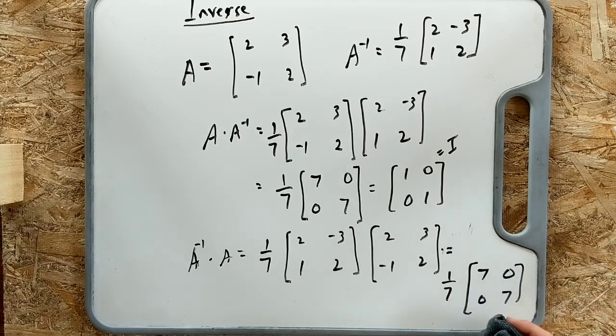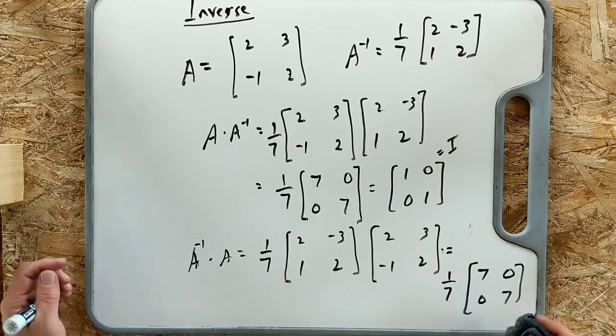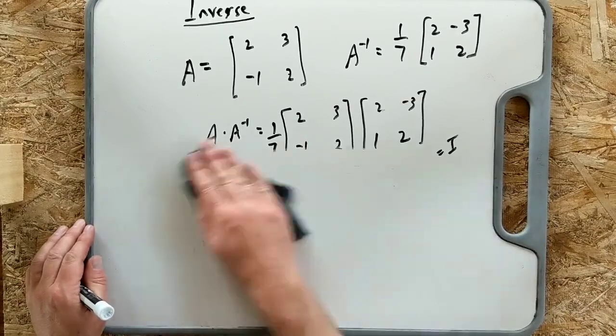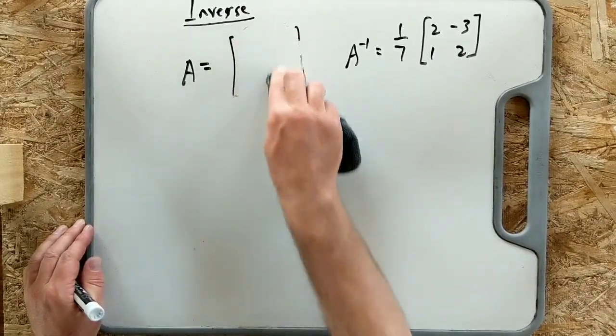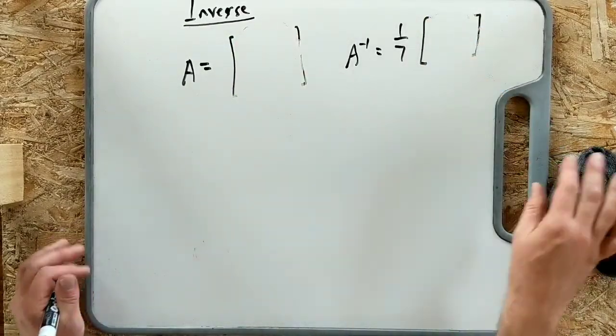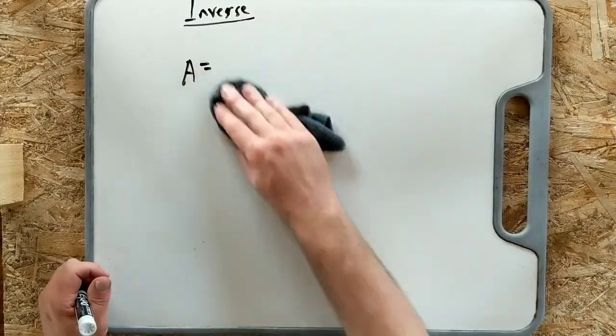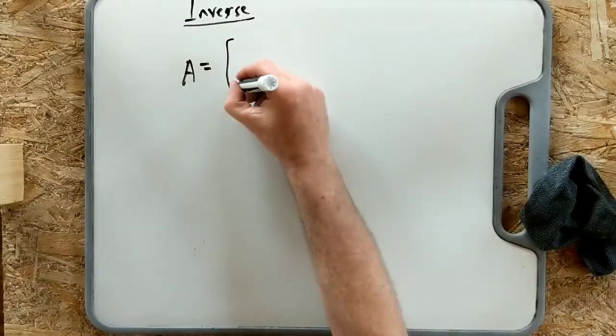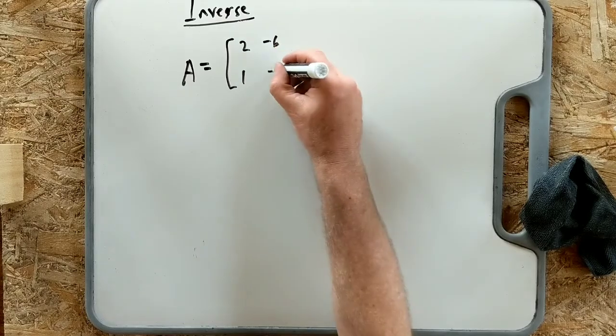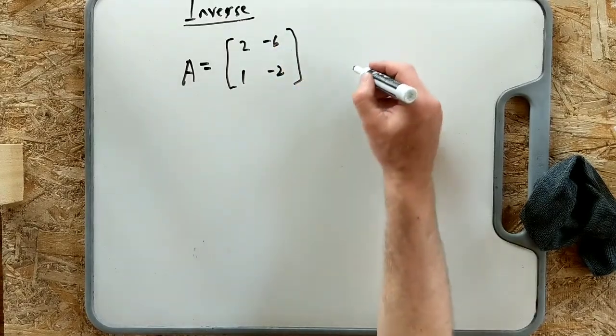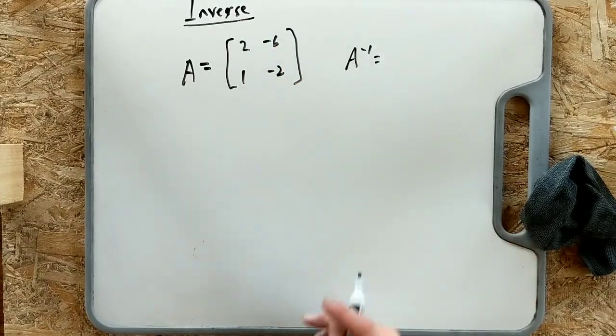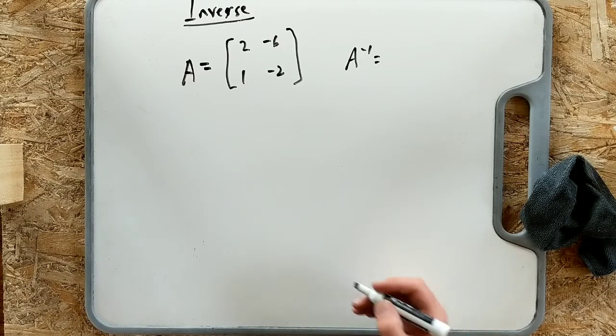Okay, I'm going to have you guys do one. Let me write up 2 new numbers. So A I'm going to call 2, negative 6, 1, negative 2, and I want you to find A inverse. Okay, pause the video. Do that problem. Okay, now coming back, hopefully you got the right answer.